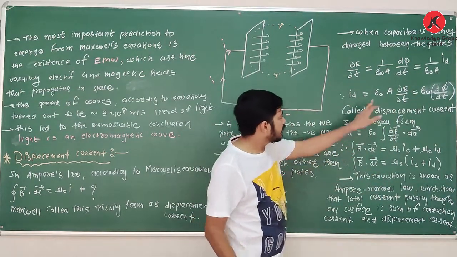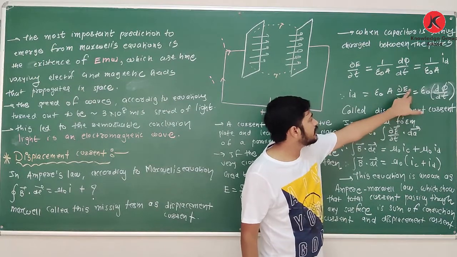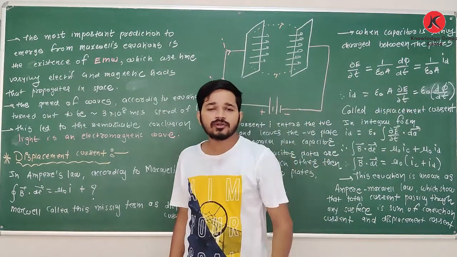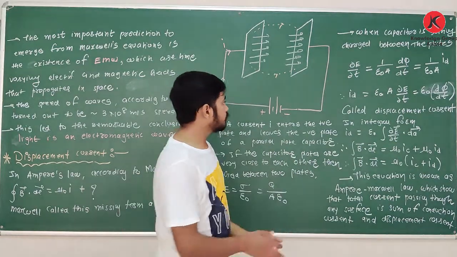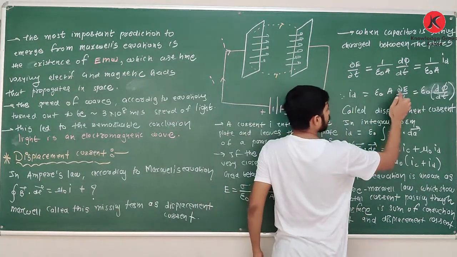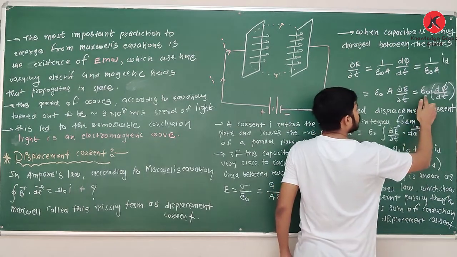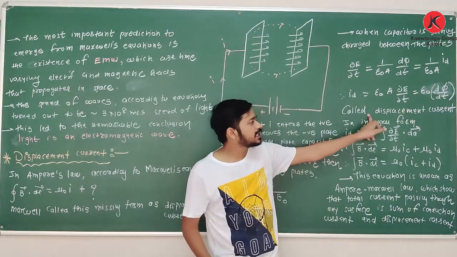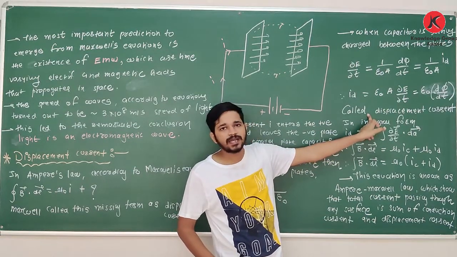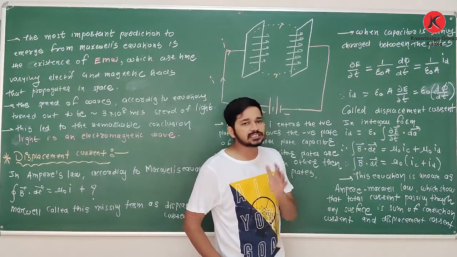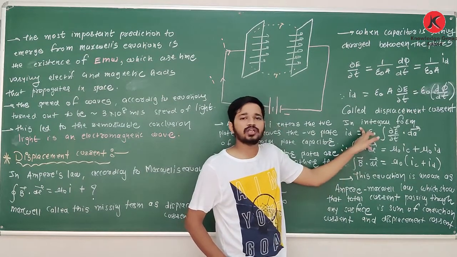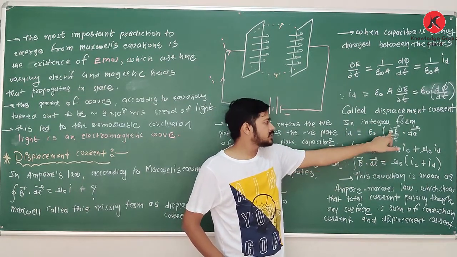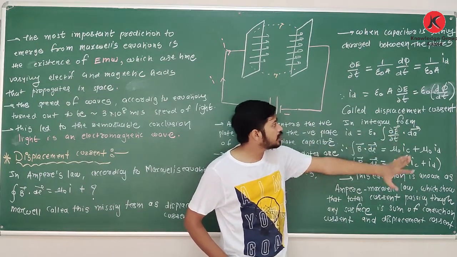Now see, A del E, electric field into area, is nothing but flux. So ID is equal to epsilon 0 A del E upon del t is equal to epsilon 0 del phi upon del t, which is called displacement current. And we can also write this in the form of integration. That is, ID is equal to epsilon 0 integration del E upon del t dot dA.